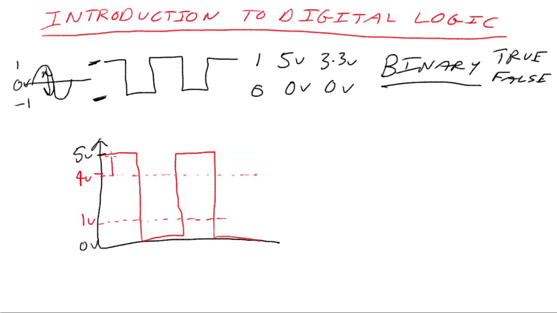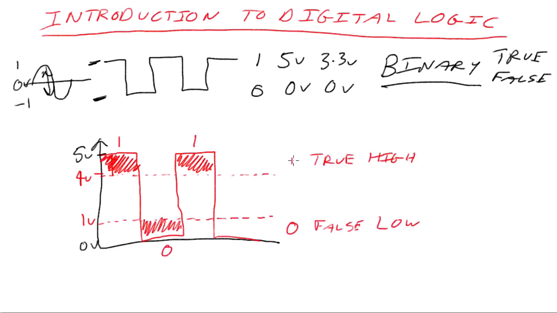And anything above 4 volts, so anything in here, is determined to be a logic 1. And anything under here like this is determined to be a logic 0. So these levels can be called 1 and 0, true and false, high and low, or 5 volts and 0 volts, whatever you want to call it. But if the signal is inside this region here, then it's an undefined state. Digital doesn't know what to do with it. Systems don't know what to do with it.